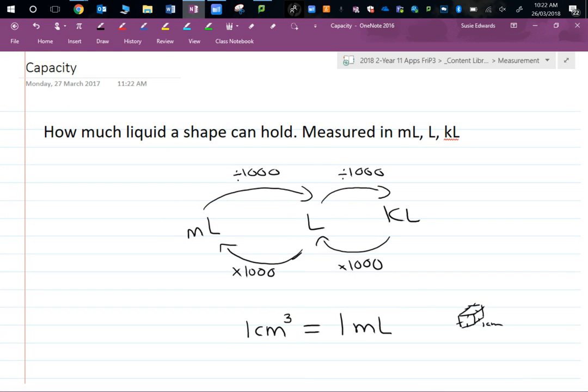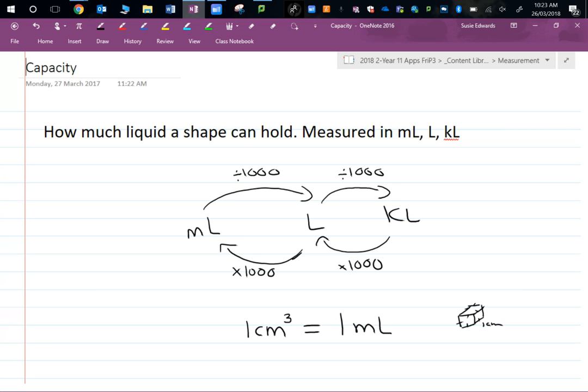So we use mils and litres and kilolitres for liquids. It's just like if you have a water bottle here, it says it's 600 mils. It doesn't have cubic centimetres on it. I could give you how many cubic centimetres of volume there is in here, but instead it's in mils, how much water can be held. So capacity is about how much liquid a shape can hold. It's still the volume, but it's just measured in a different way. If you're asked for capacity, you must give your answer in millilitres or litres or kilolitres. Everyone okay with that?